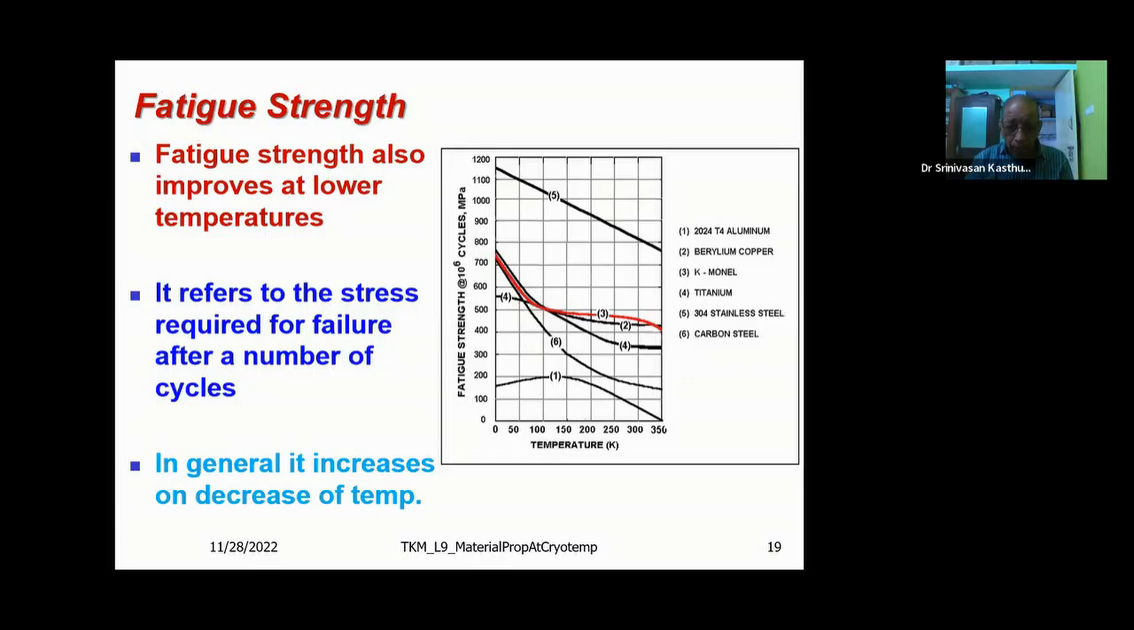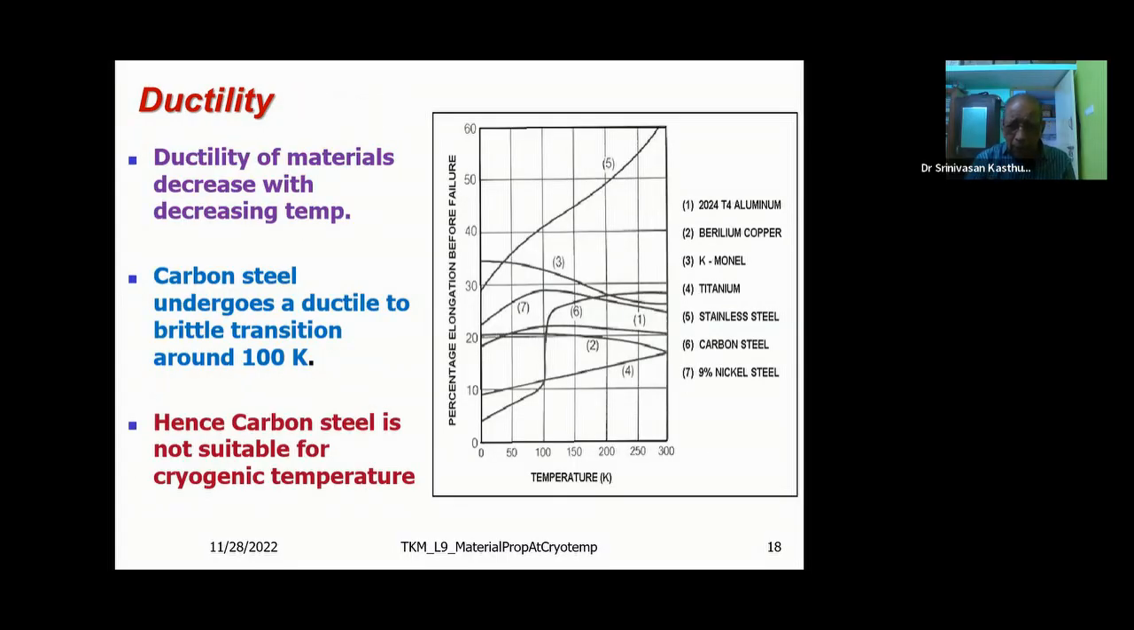Right. Okay. But if you look at the other materials, in most cases, material ductility decreases with the decreasing temperature. You can consider, for example, number 5, stainless steel, or let's say number 1, which is aluminum, etc. Okay, except for the carbon steel, which undergoes a transition, in other materials the ductility decreases.